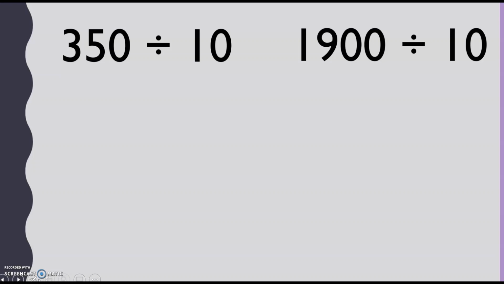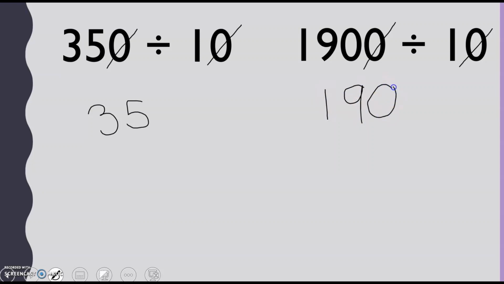Pause the video, try them yourself, and then press play to hear the answers. So 350 then, well I'm thinking I've got 1 zero in 10, I've got 1 zero at the end of 350, so my answer there is just going to be 35. For 1900 divided by 10, again it's just 1 zero I've got in that 10, so I can only remove 1 zero to make it one place value smaller each time, and that gives me 190.